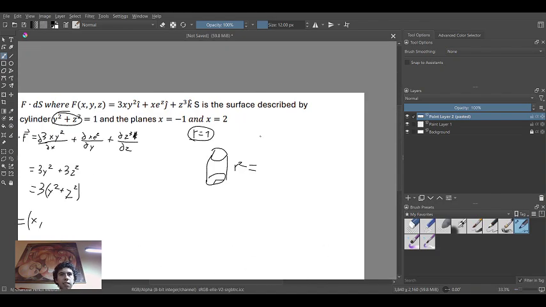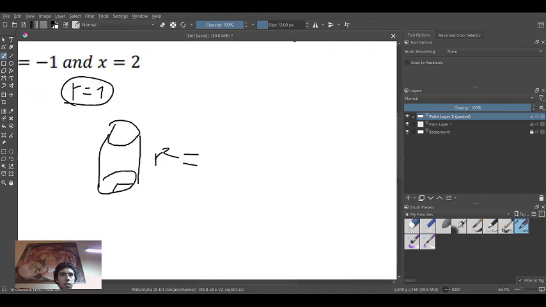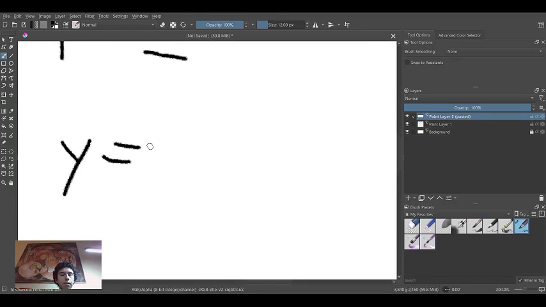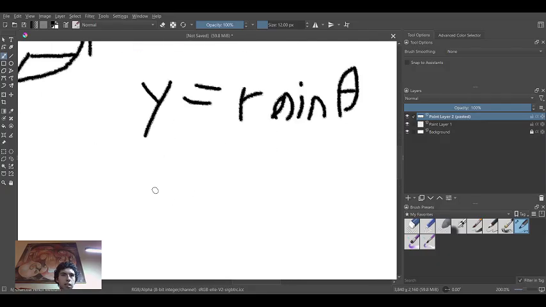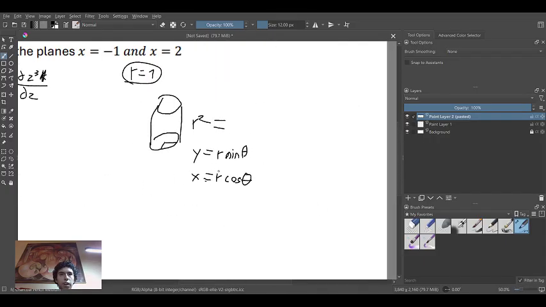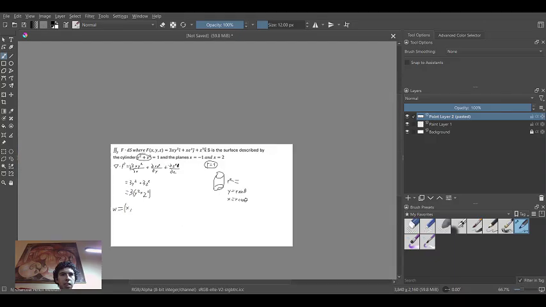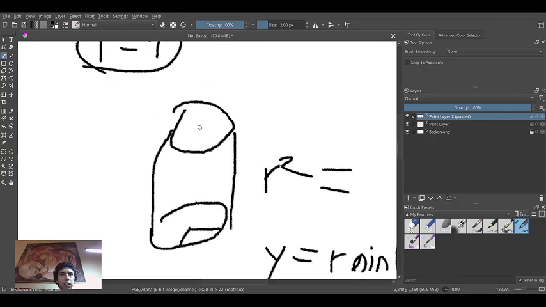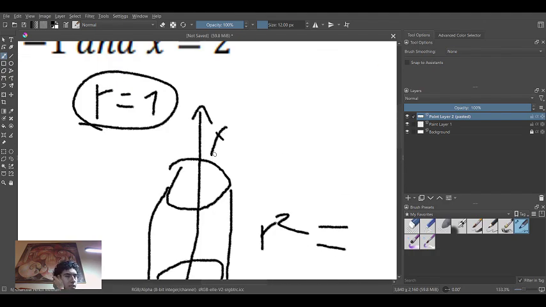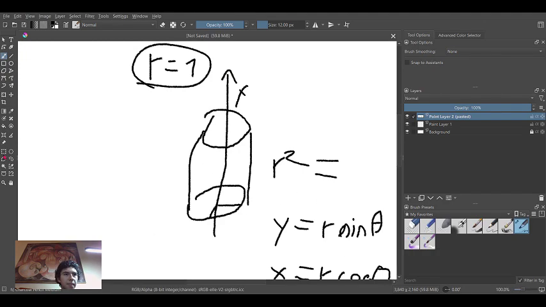And for y, if we do this with polar coordinates, y is going to be equal to r sine theta, and z is going to be equal to r cosine theta. But we don't have x here. We have z, because this cylinder is extruding over x. This should be spun.